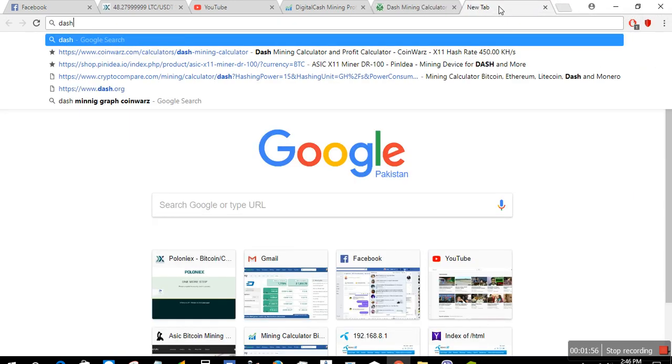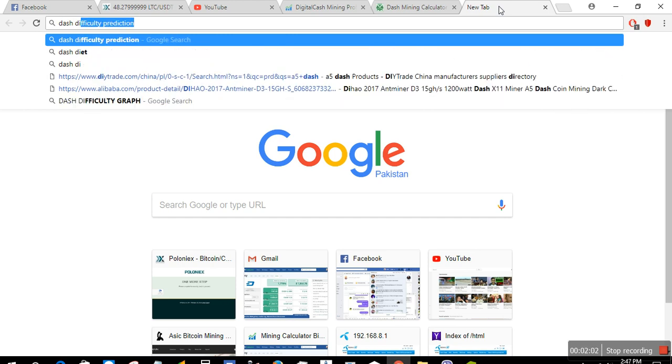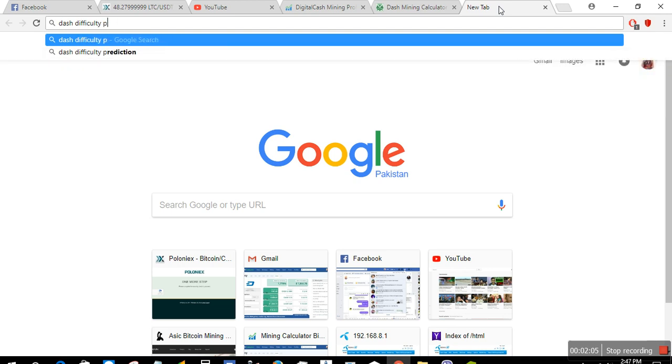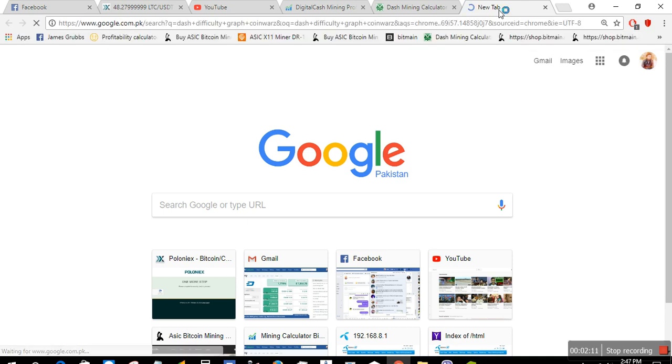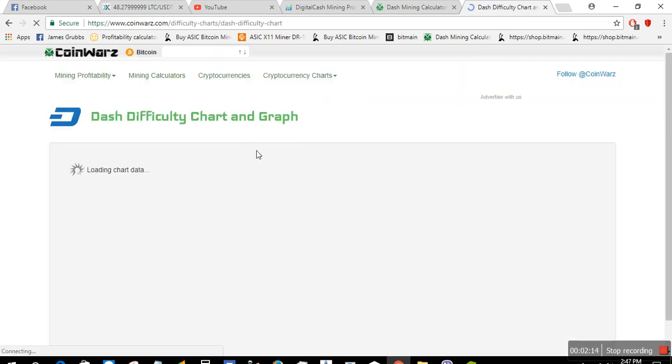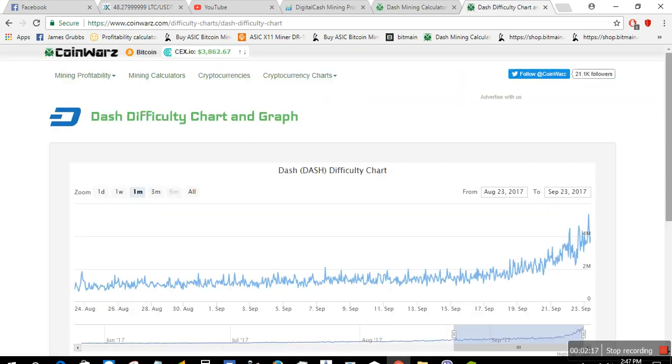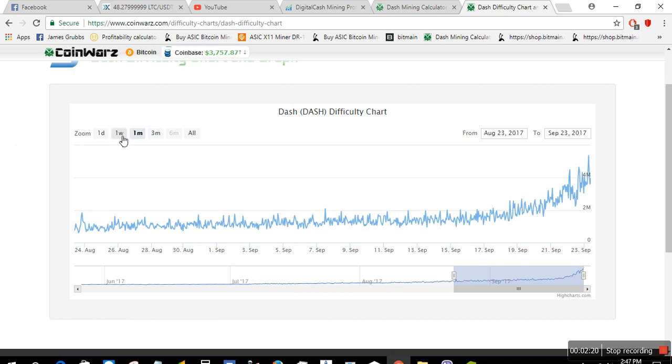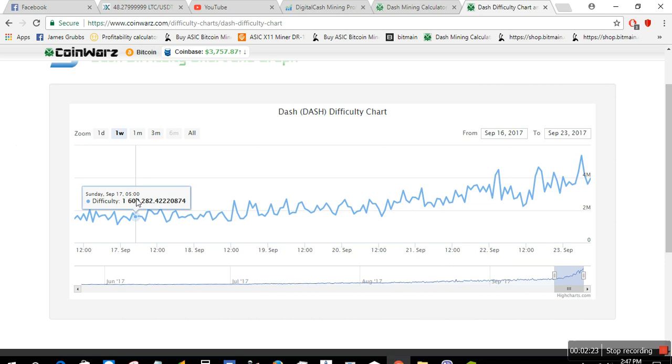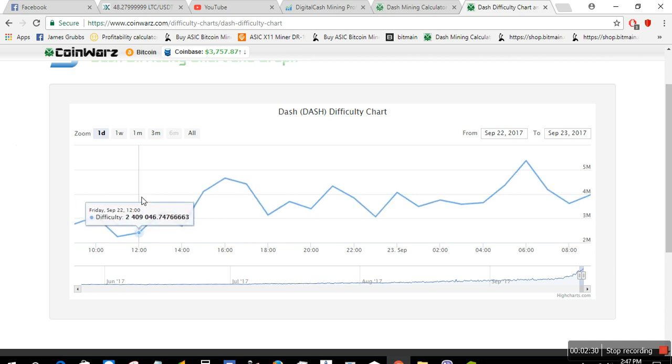And if we go to Google and type Dash mining, Dash difficulty graph, and it's by Coin Wars. If we look at the difficulty graph and compare this week, because it's been a week since the September batch has arrived, you can see if we go to maybe one day, it's hitting like maybe 5 million, and it's coming down to 3 again, and now it's almost on 4.